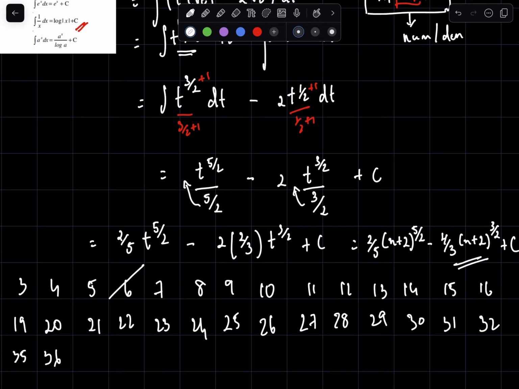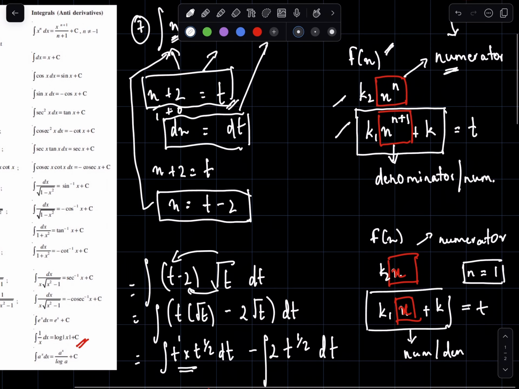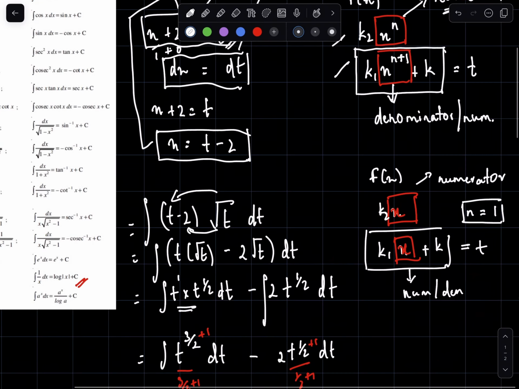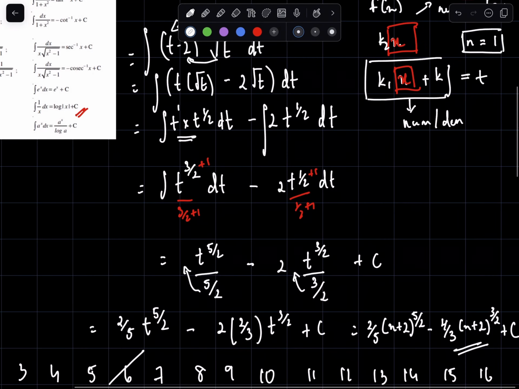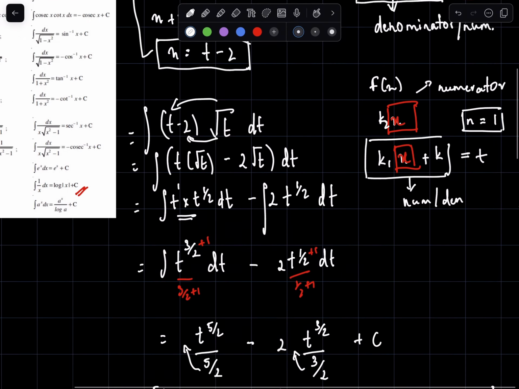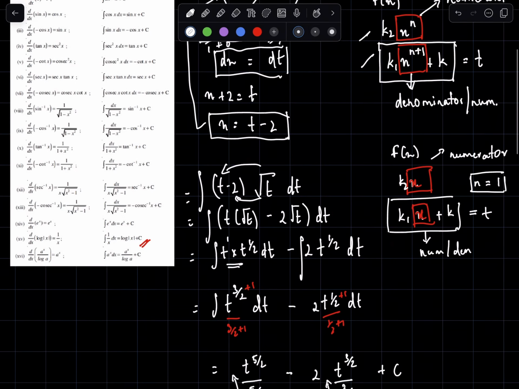So let's confirm that. Which question is this? This is question number 7, and I am checking it. As per the notes, 2 by 5, x plus 2, okay, 4 by 3, x plus 2. Okay, I'm right. This is correct. As per the solutions, it should be right. Okay, I think everyone understood now.